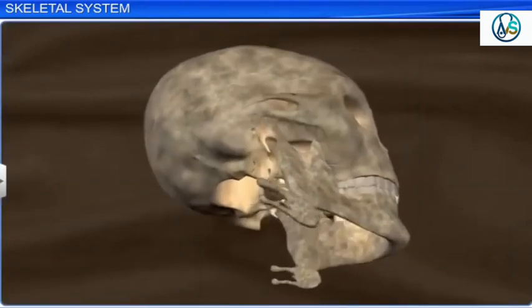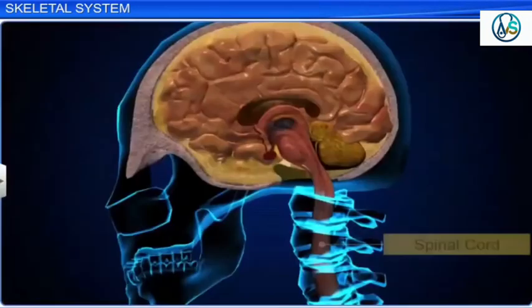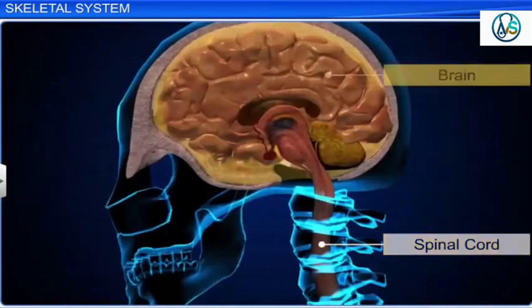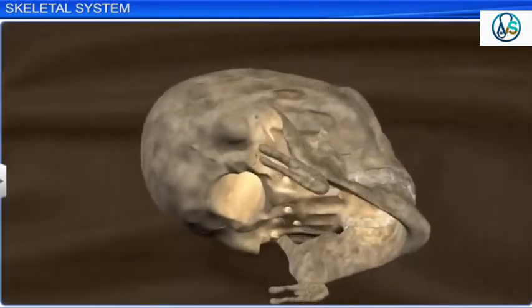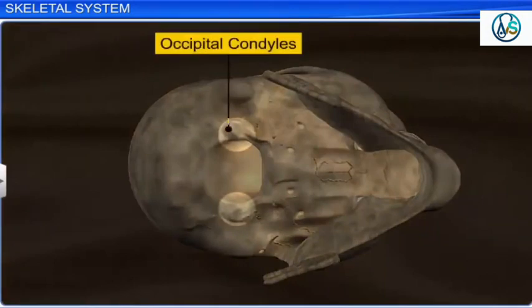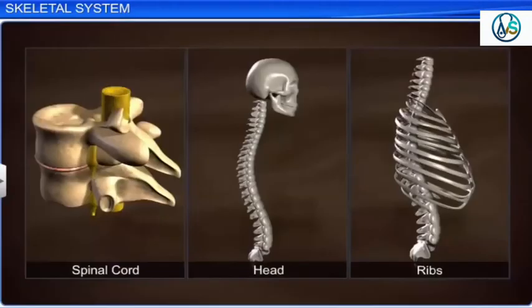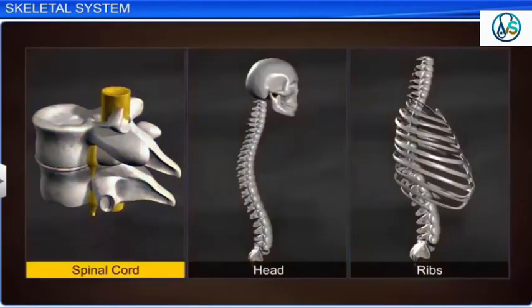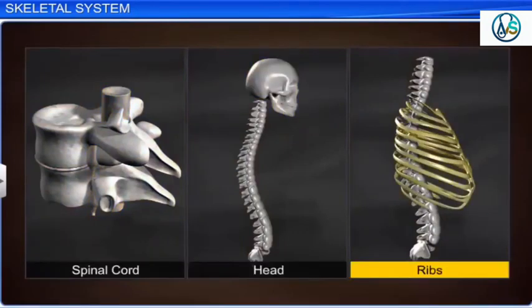The skull also has a large hole called the foramen magnum, through which the spinal cord, after emerging from the brain, continues into the vertebral column. The skull articulates with the vertebral column with the help of two occipital condyles. The vertebral column has three main functions. It protects the spinal cord, supports the head, and serves as the point of attachment for the ribs.